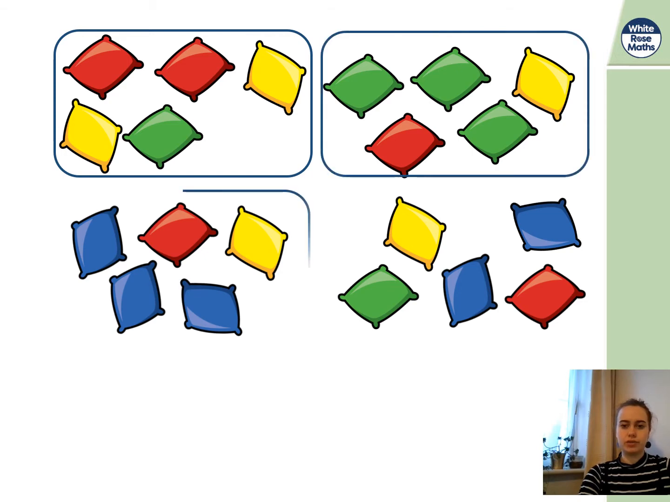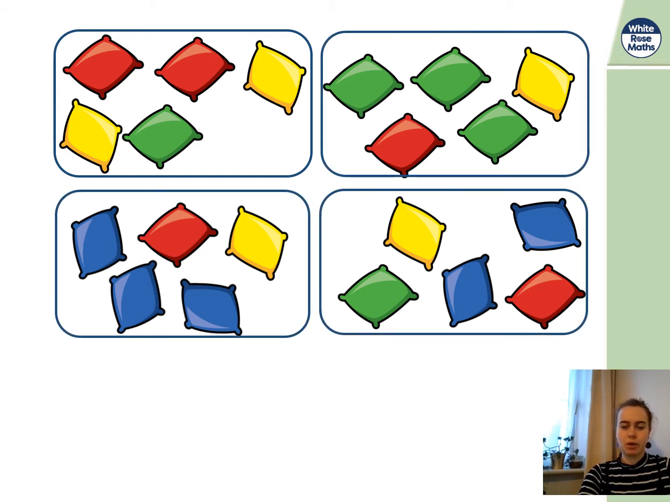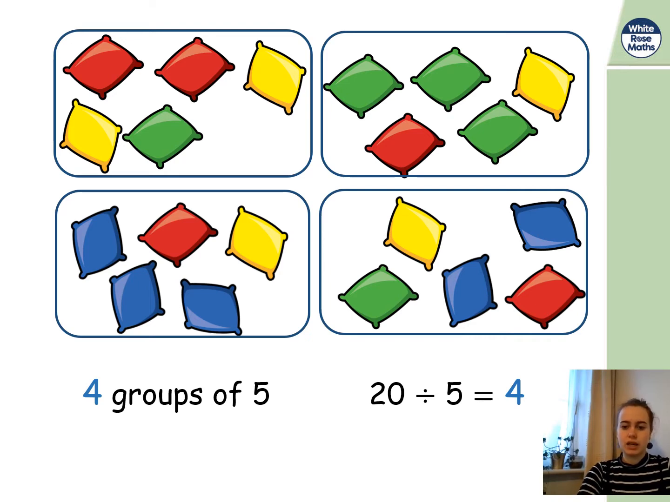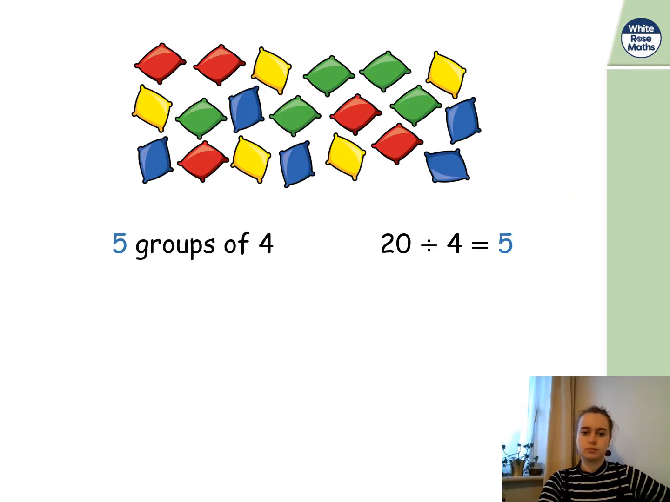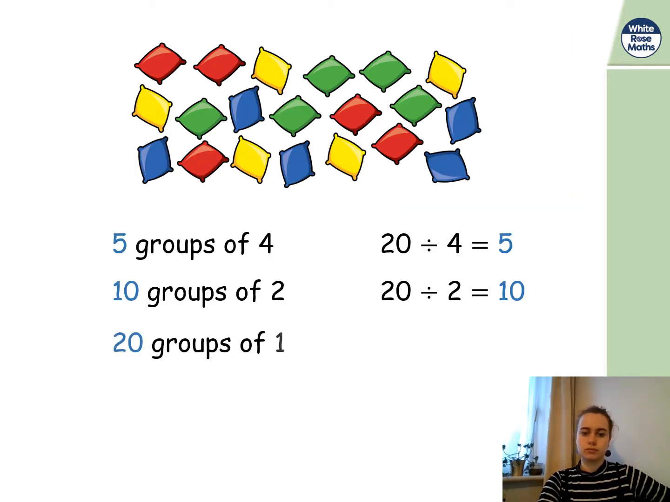We've got 4 groups of 5. Remember, 20 was our total. So 20 divided by 5 equals 4 groups. So there you go, 5 groups of 4. That's showing us that 20 divided by 4 gives us 5. 10 groups of 2, 20 divided by 2 gives us 10. 20 groups of 1, 20 divided by 1 gives us 20.